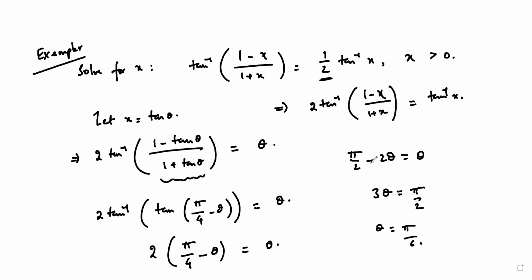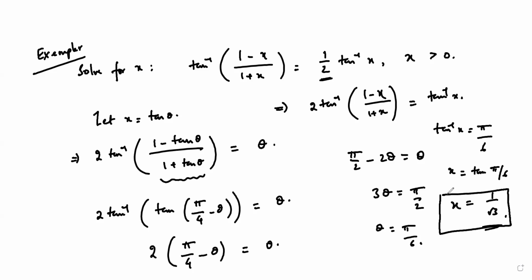Right? Actually, what is theta? Theta is tan inverse of x. So tan inverse of x is equal to pi by 6, which means x will be tan pi by 6, tan 30 degrees, 1 by root 3. That is the answer. Clear? Yes, sir.